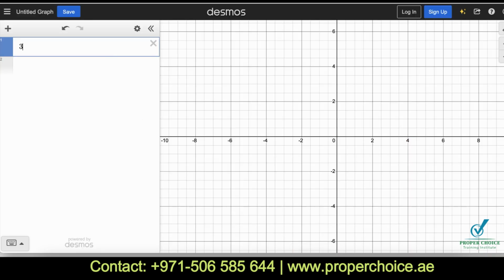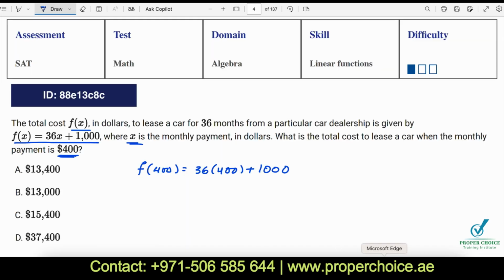That is 36 times 400 plus 1000. So that is $15,400, the total cost paid after 36 months, which is 15,400. Option C. C is the right answer.